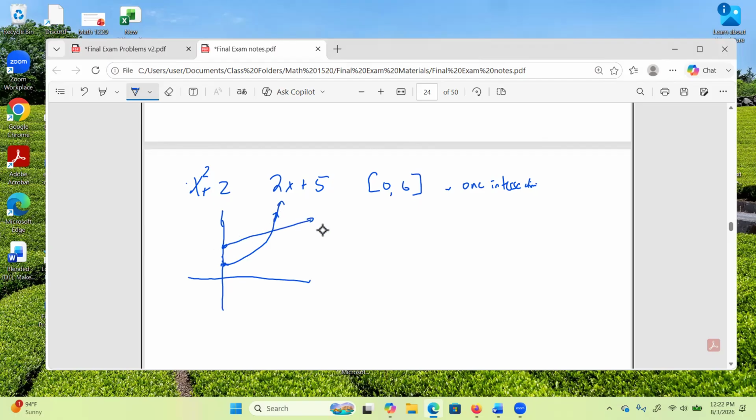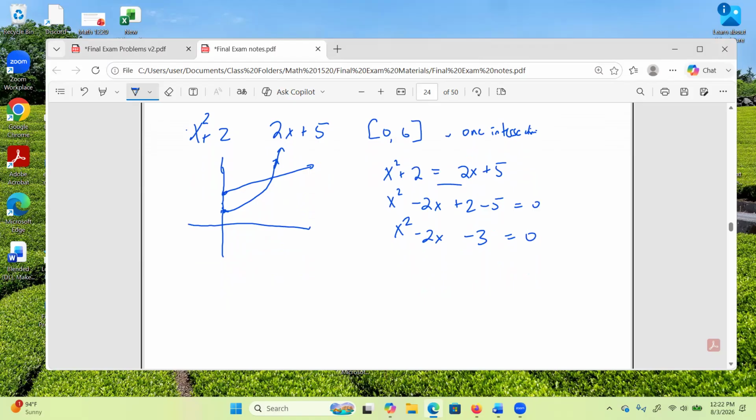Let's see exactly where this intersection point actually is, so we can figure out what we're going to do with it. We set them equal to each other, so we have x squared plus 2 is equal to 2x plus 5. We subtract, so we have x squared minus 2x plus 2 minus 5, I'm just moving everything from the right all the way over to the left, equals 0. So we have x squared minus 2x, 2 minus 5 is minus 3, is equal to 0. Then we solve this thing, so we have x minus 3, x plus 1 equals 0.